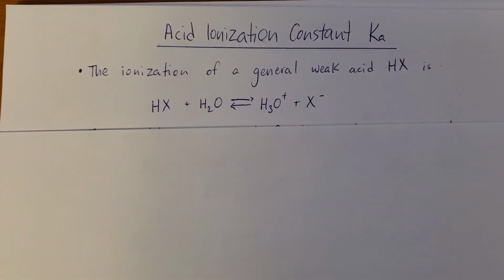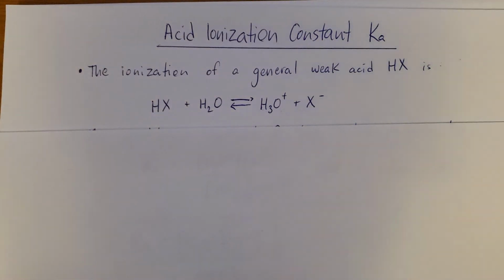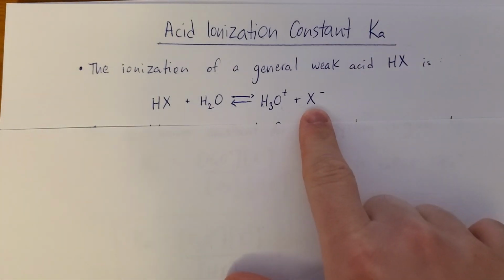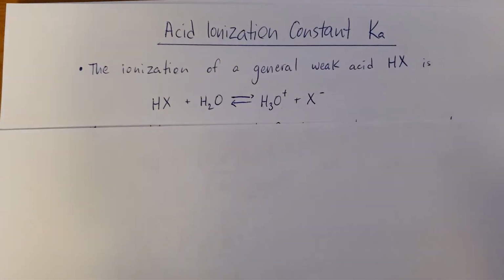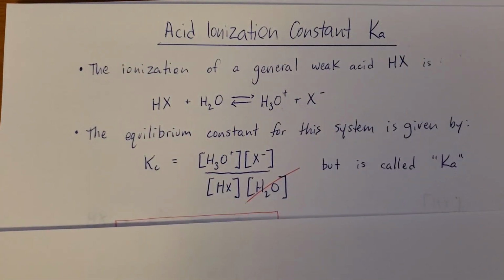All right, so the ionization of a general weak acid, we call weak acids HX. Remember, because acids are proton donors, so they have a hydrogen kicking around, that's a proton. If it ionizes water, it donates its proton to water, turning it into hydronium, and then you're left with the conjugate base of our original weak acid. Okay, nothing new there. We can talk about equilibrium constants for this.